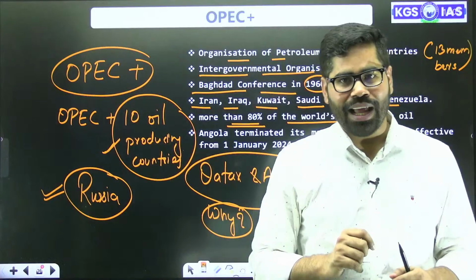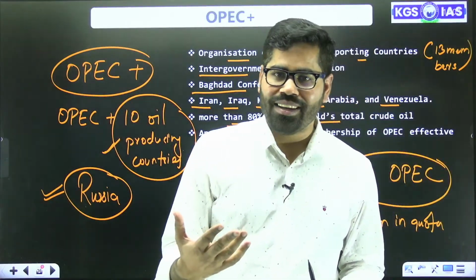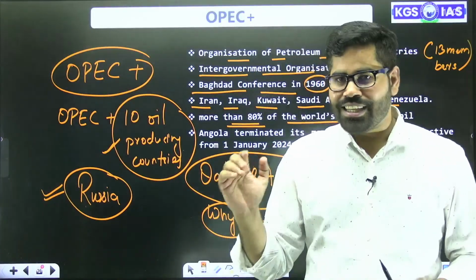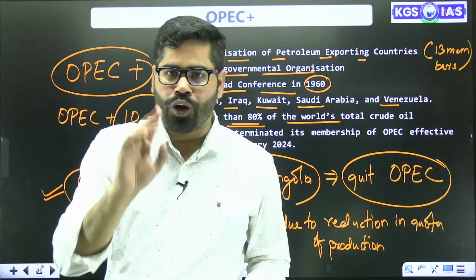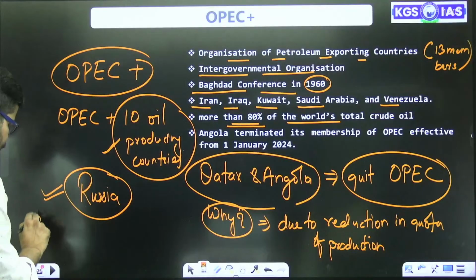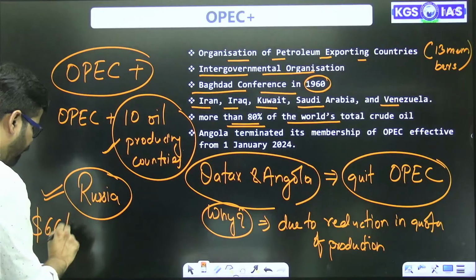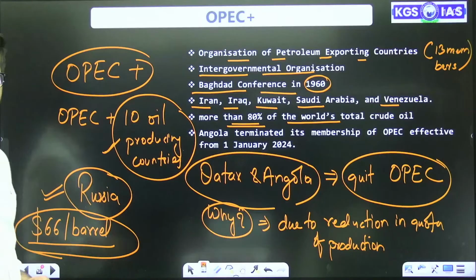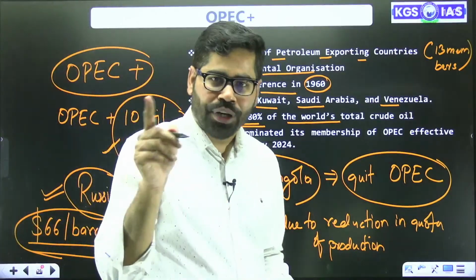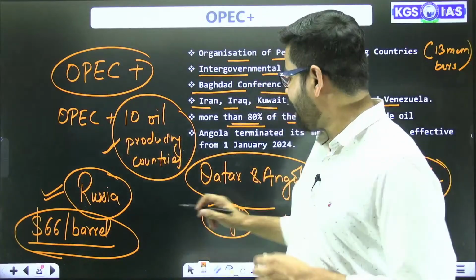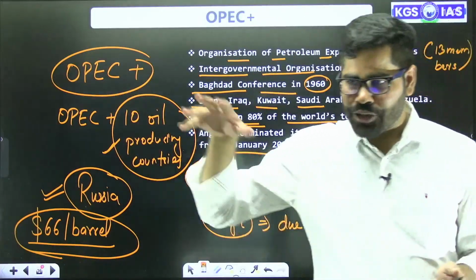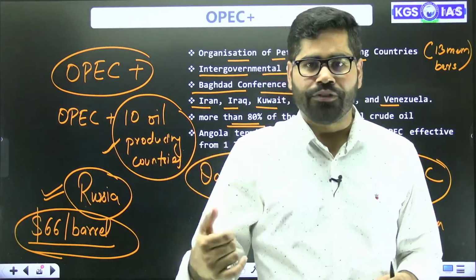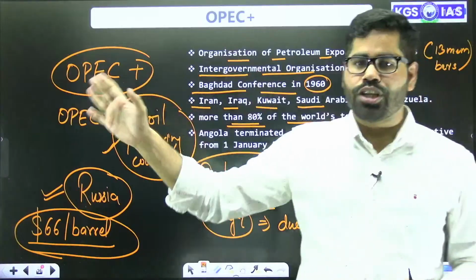Why reduce the supply? Because when there is more supply, there will be less demand and lower prices. We see that crude oil prices have come down enormously, to $66 per barrel. So they are trying to reduce the production. That's why they told Qatar and Angola to reduce production, but Qatar and Angola were not ready for it, so they quit this organization altogether.